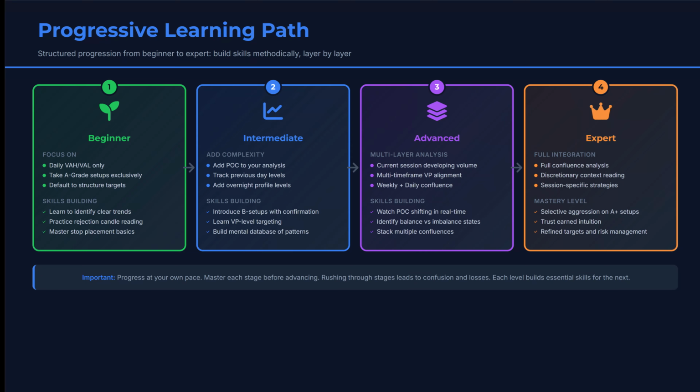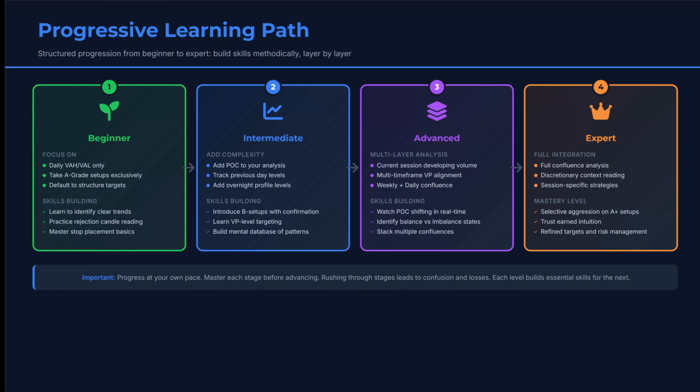Introduce B setups with confirmation. You're no longer exclusively taking A-grade setups. Now you can trade counter trend if you see a strong rejection candle with volume confirmation. Learn volume profile level targeting. Instead of defaulting to structure targets, use the next VP level as your take profit.